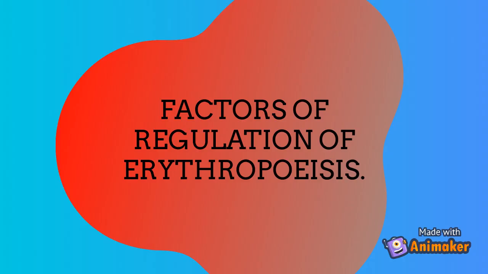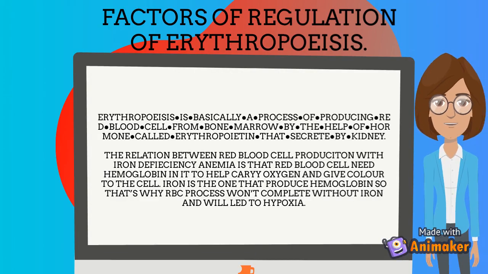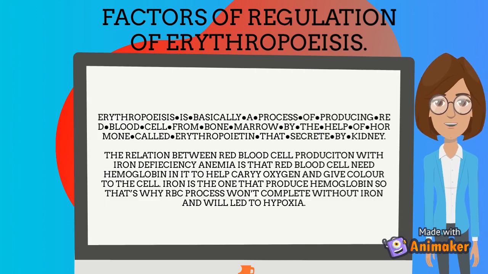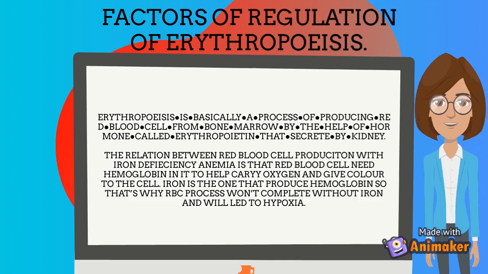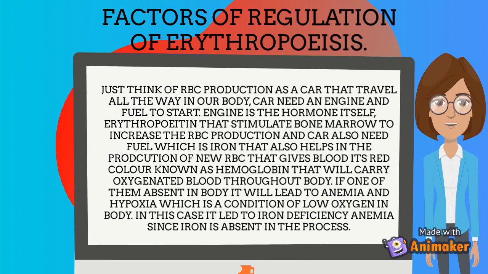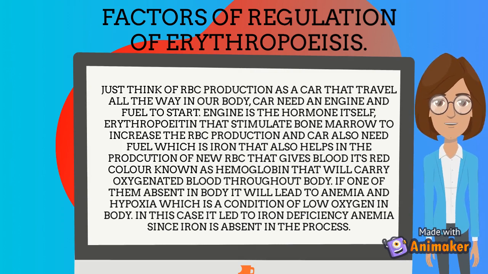Next, factors of regulation of erythropoiesis. Erythropoiesis is basically a process of producing red blood cells from bone marrow by the help of a hormone called erythropoietin that's secreted by the kidney. The relation between red blood cell production and iron deficiency anemia is that red blood cells need hemoglobin in them to help carry oxygen and give color to the cell.